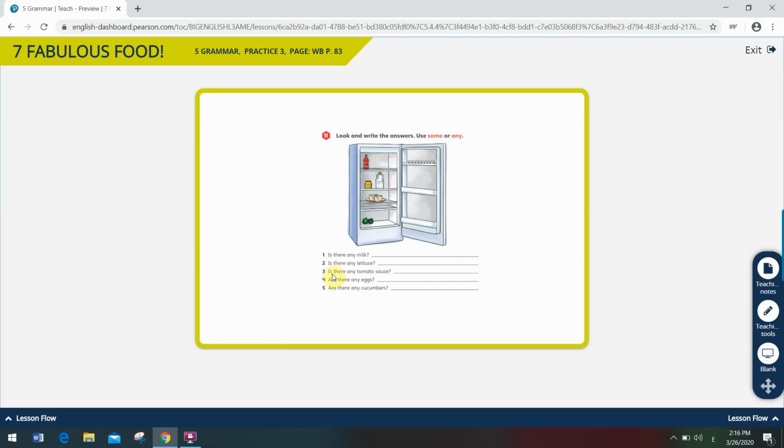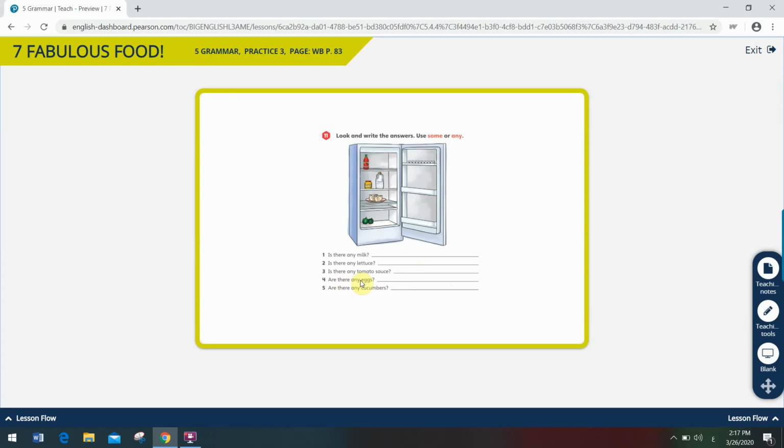And number 3, is there any tomato sauce? Look at the fridge. What do you think? Is there any tomato sauce؟ هل يوجد عنا tomato sauce؟ Yes, so here is the tomato sauce. So the answer is yes, there is some tomato sauce. ليش حكينا some مش any؟ some أيوة لأن الجملة هون عندنا because sentence is affirmative لأن الجملة هي مثبتة وليست منفية لأنه يوجد a tomato sauce.